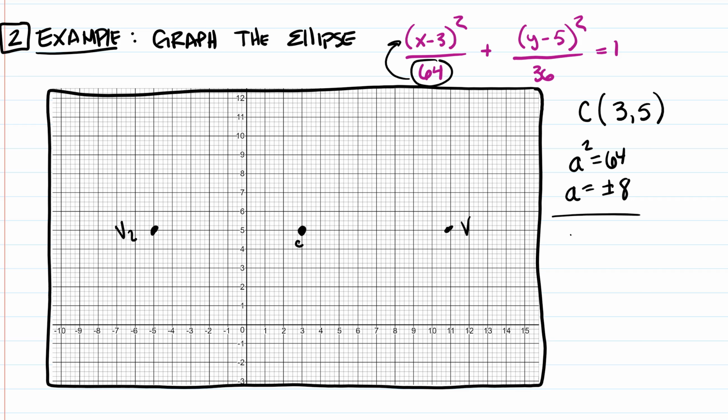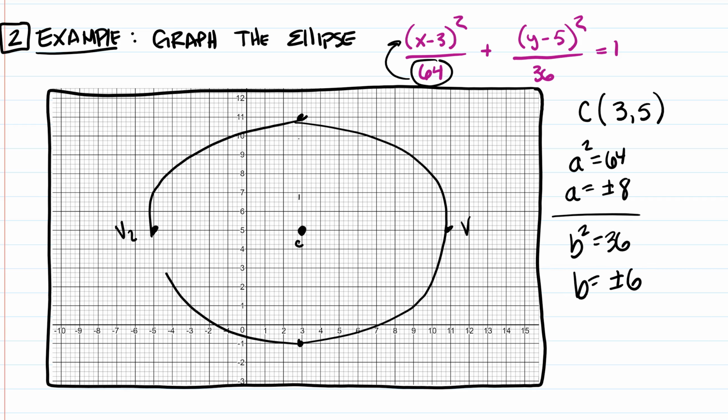And then I also know that b squared is equal to 36. So therefore, b is plus or minus 6. So from the center, we go up and down 6 units. So 1, 2, 3, 4, 5, 6. And then 1, 2, 3, 4, 5, and 6. And that's really enough information to sketch this ellipse here. And this is what we would expect you to be able to do.